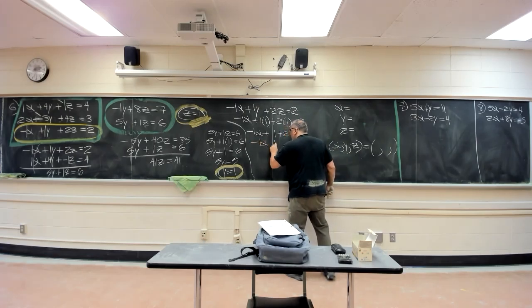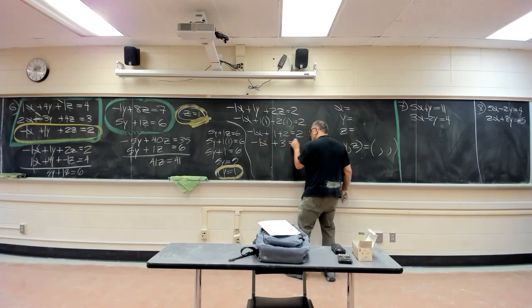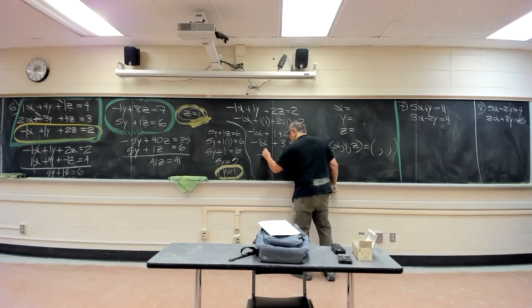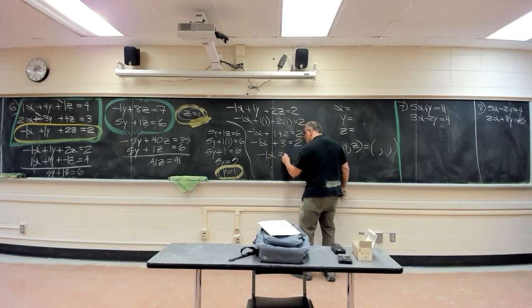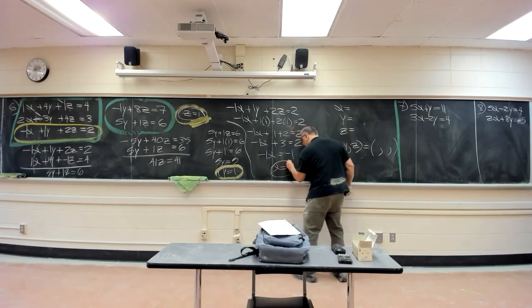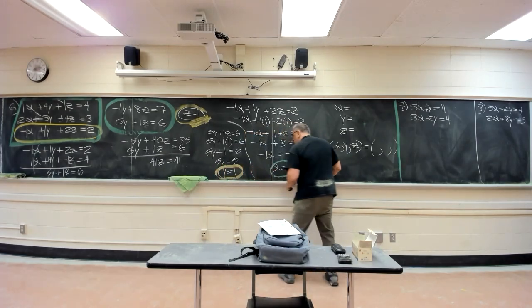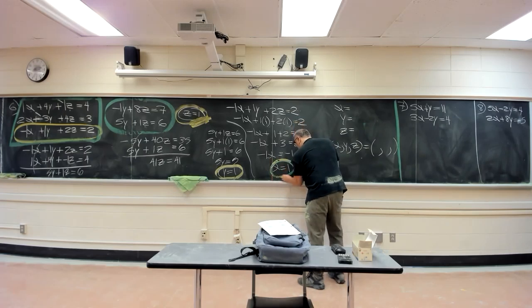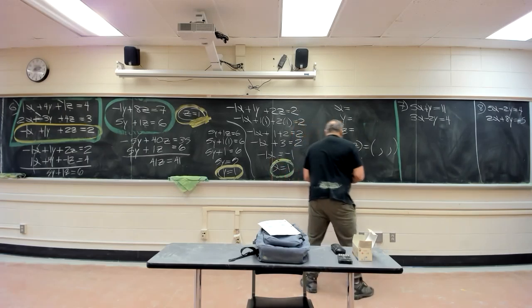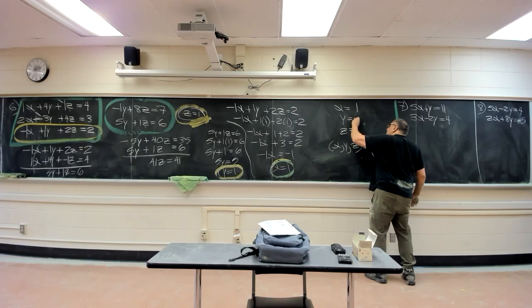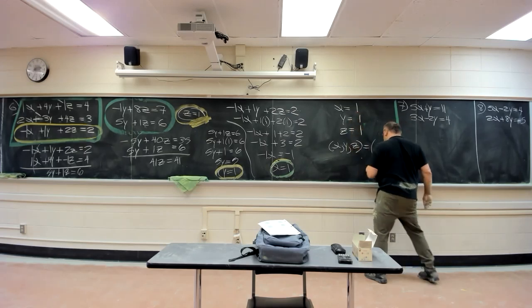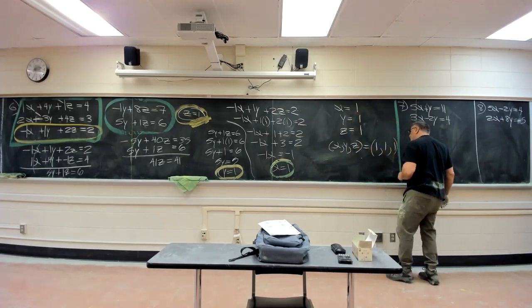Negative 1x, 1 and 2 is 3. Subtract 3 on each side. Divide by -1 on each side. This is about as boring as it gets, guys, but it's what it is. X equals 1, y equals 1, z equals 1. Yeah, that's what it is. 1, 1, 1. It's an ordered triple.